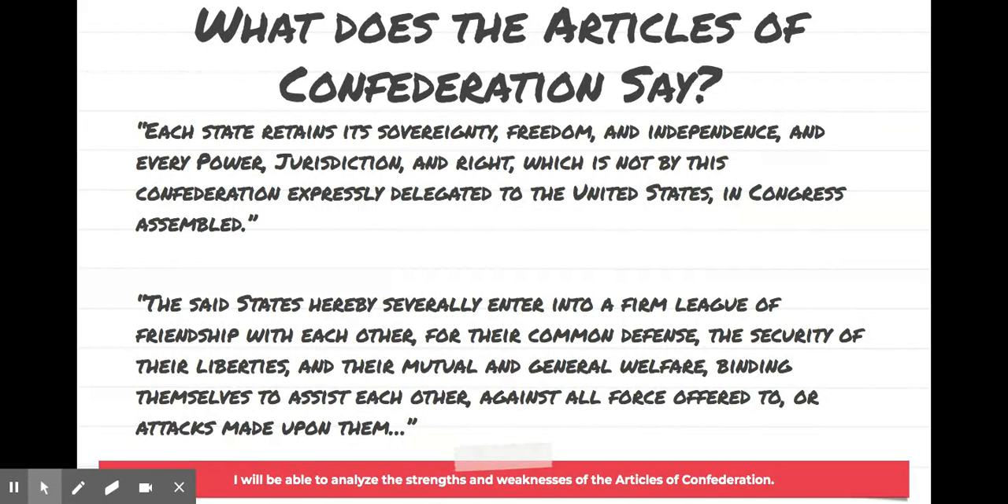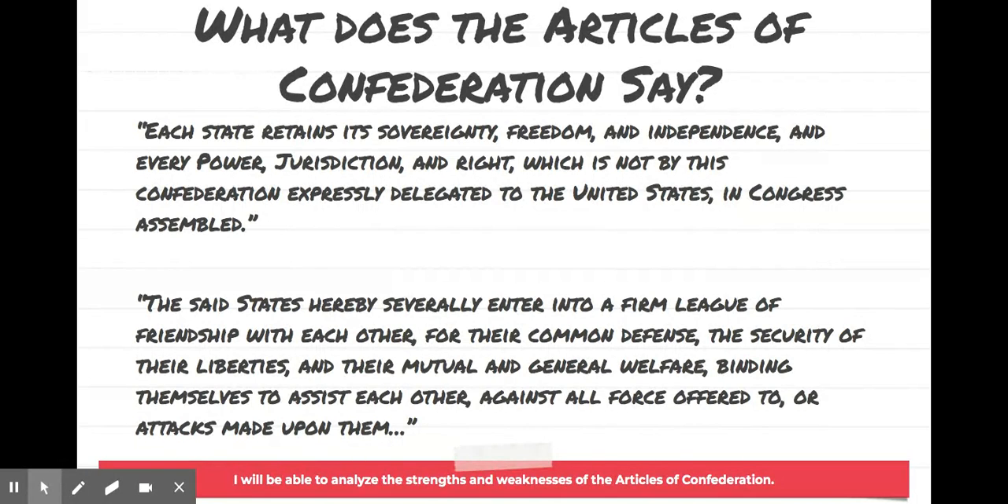Okay, so what that part is saying is every state has sovereignty, which means its power to govern. Okay, every state gets its power to govern. They get freedom, they get independence. Every state has every power and right which is not specifically said in the articles. In other words, if a power is not specifically given to the federal government, then it belongs to the states.